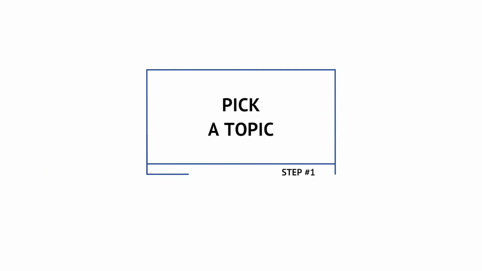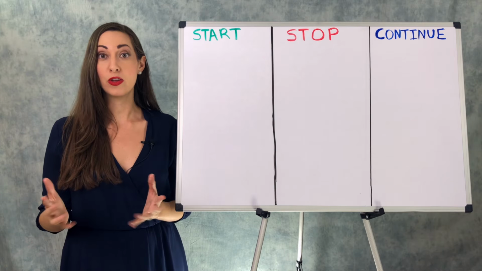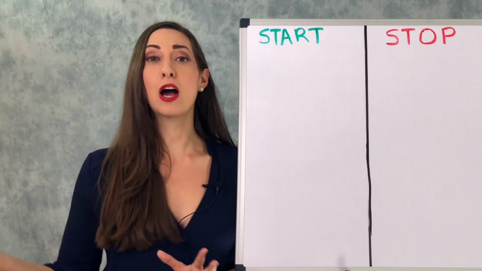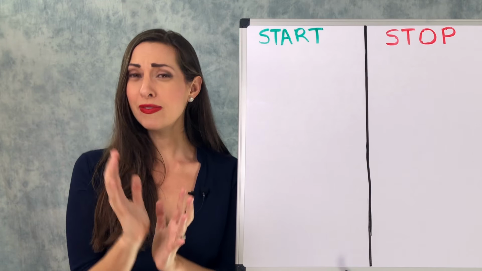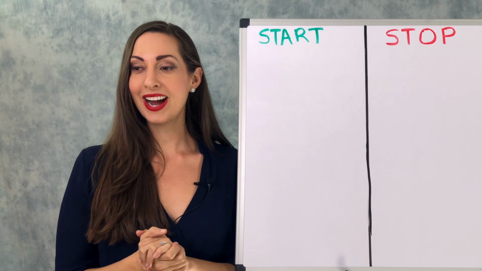Step number 1, pick a topic. So you can do Start, Stop, Continue on any topic you want. You can do it with your partner, with your family, with your team members. You can do it on a big topic like branding or an entire company workflow, or you can even do it on a small topic like marketing or the blog or HR.